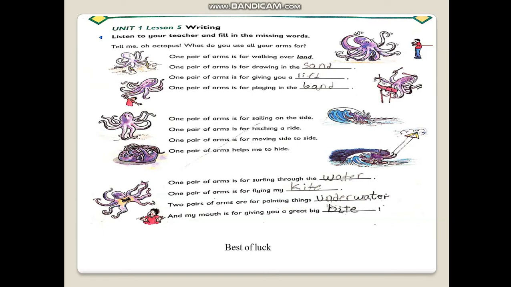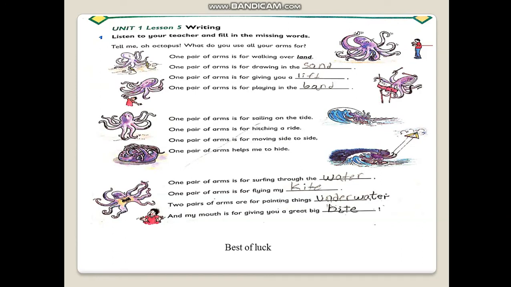One pair of arms is for surfing through the water. One pair of arms is for flying my kite. See? Here it's flying a kite. Two pairs of arms are for painting things. Look at your book where he is painting. Here. And my mouth is for giving you a great bite.